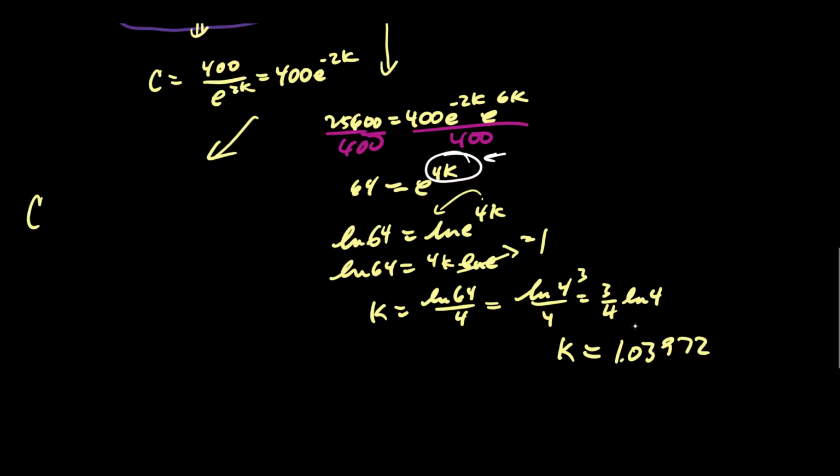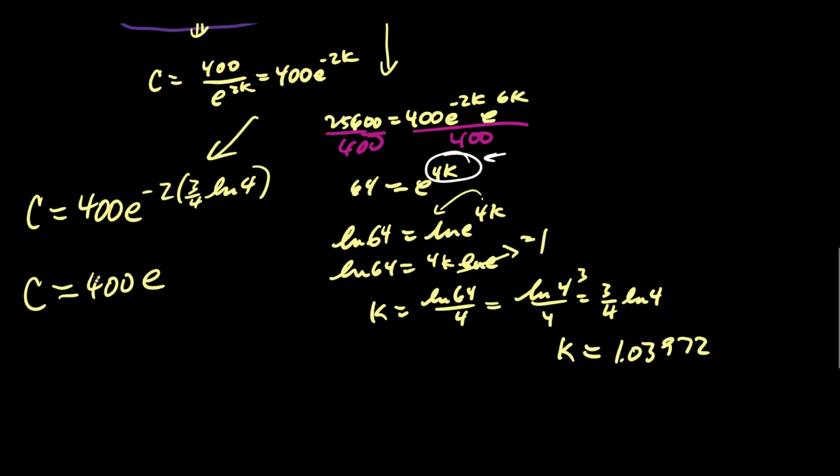So we get C equals 400 e to the negative 2 times, and then let's make this 3 over 4 natural log of 4. I'm keeping it like that because I want a precise answer. So we get 400 e, and then multiplying that negative 2 through, we get negative 3 over 2 natural log of 4 right there. And so you can make C approximate. Well, actually, it's 50 right out.